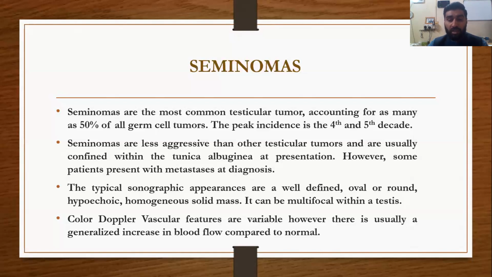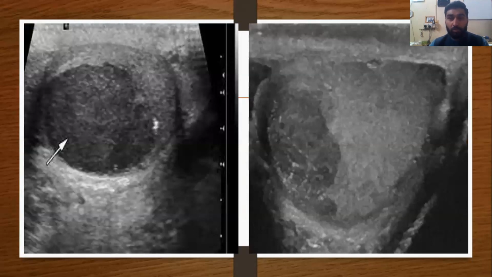The typical sonographic appearance is a well-defined, oval or round, hyperechoic homogeneous solid mass. It can be multifocal within a testis. Color Doppler vascular features are variable. However, there is usually a generalized increase in blood flow compared to normal. Both images demonstrate an intratesticular seminoma. They are round, oval, or irregular, and when we apply color Doppler, we see increased blood flow through these solid lesions.